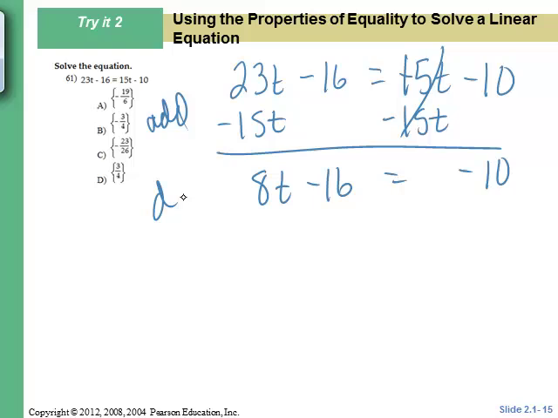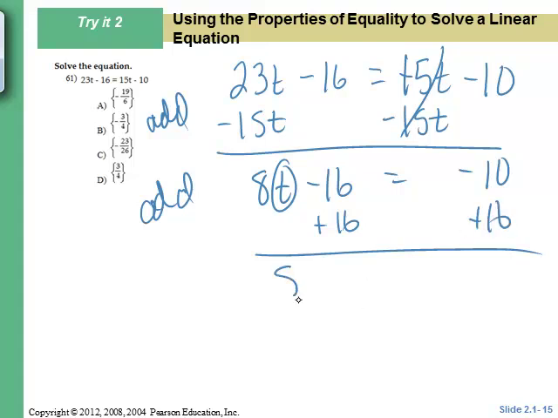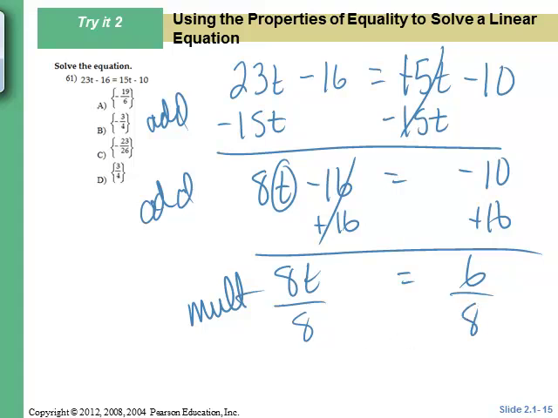I'm going to add 16 to each side. My goal is to get the t all alone. So 8t, those cancel, equals 6. Now I'm going to use the multiplication property, divide each side by 8, and I get t equals 3/4.